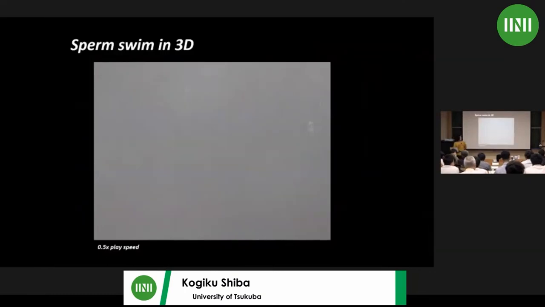To end my talk, I briefly introduce my recent trial using the diorama environment. As I told you, we need to know how sperm swim in the natural world. Actually, sperm swim in 3D space. Today I showed you many flagellar waveforms, but that is a very limited, planar condition. But actually, sperm swim in 3D like this.